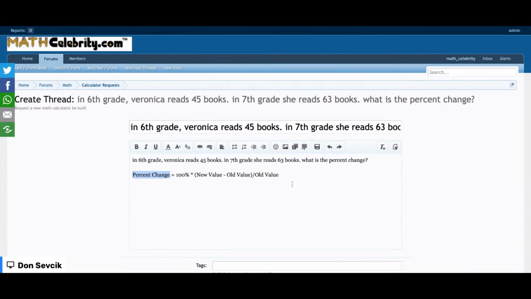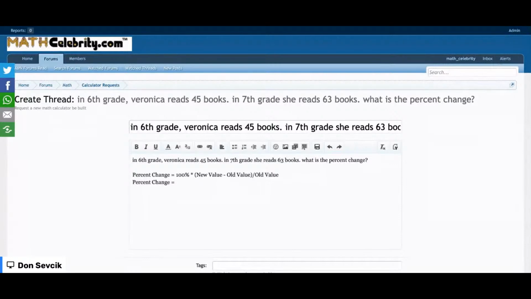This is the formula for any percentage change that you're asked. If the value goes up, it's going to be a positive change. If the value drops, it's going to be a negative change. So I'm going off camera here to our percentage calculator. Just one moment. Percent change. All right, here we go. Percentage change from 45 to 63 is what we want.